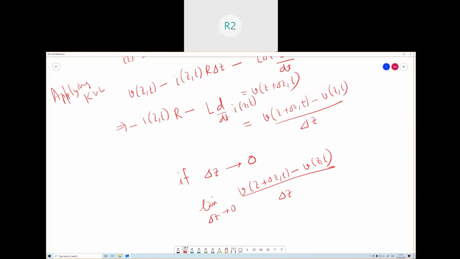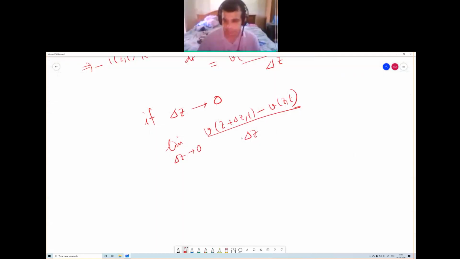dV/dz, or del V del Z, but we can take dV/dz. Strictly it is del V, but this t dependence we know, the sinusoidal. So dV(z,t) by dz, not dt. Sorry, this is dz.